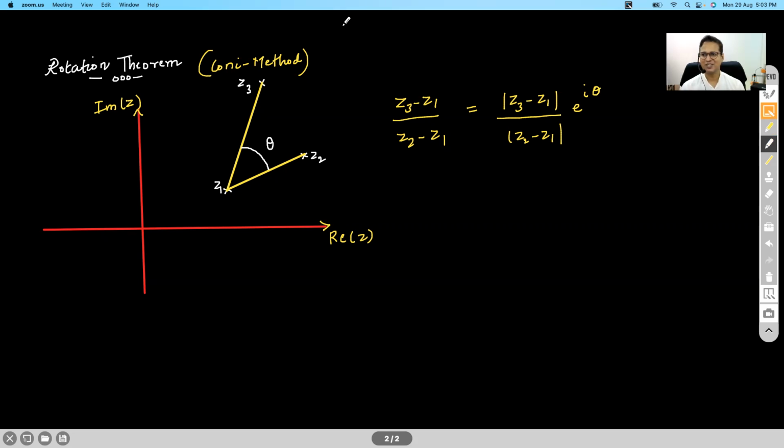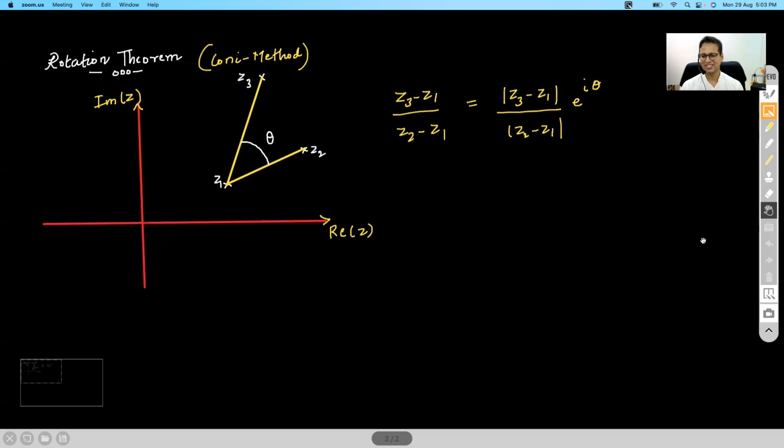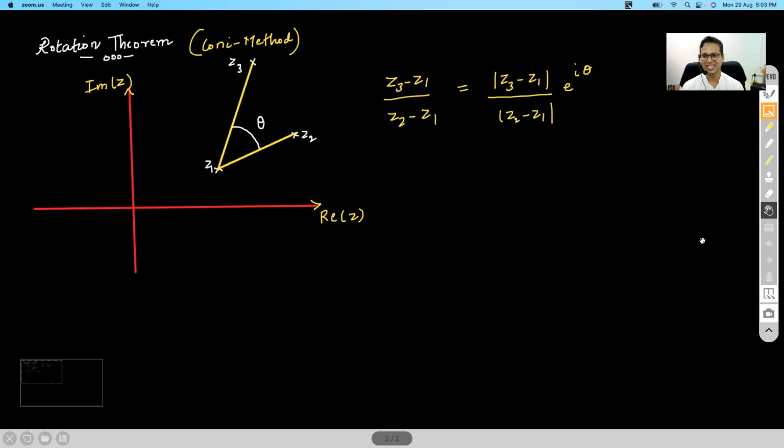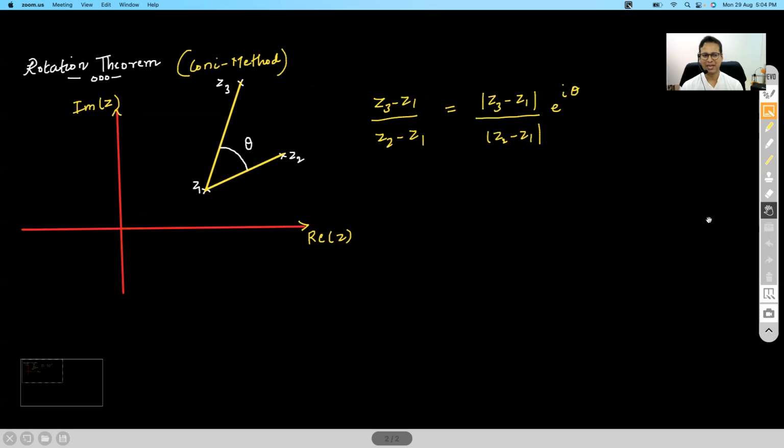But please understand, for proving this theorem, you would have to recall your argument of Z1 minus Z2. So how many of you actually remember how to find argument of Z1 minus Z2 on the Argand plane? Say so if you already know it. Or nobody is saying that. Okay, never mind. I will discuss that. I will in fact revise that, and then I will come to the proving of this particular theorem.